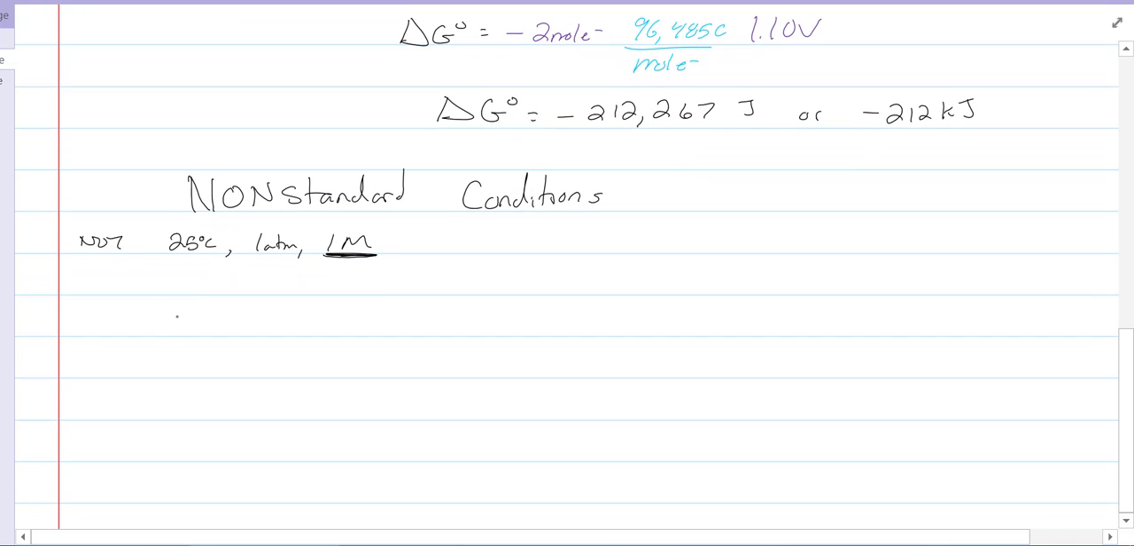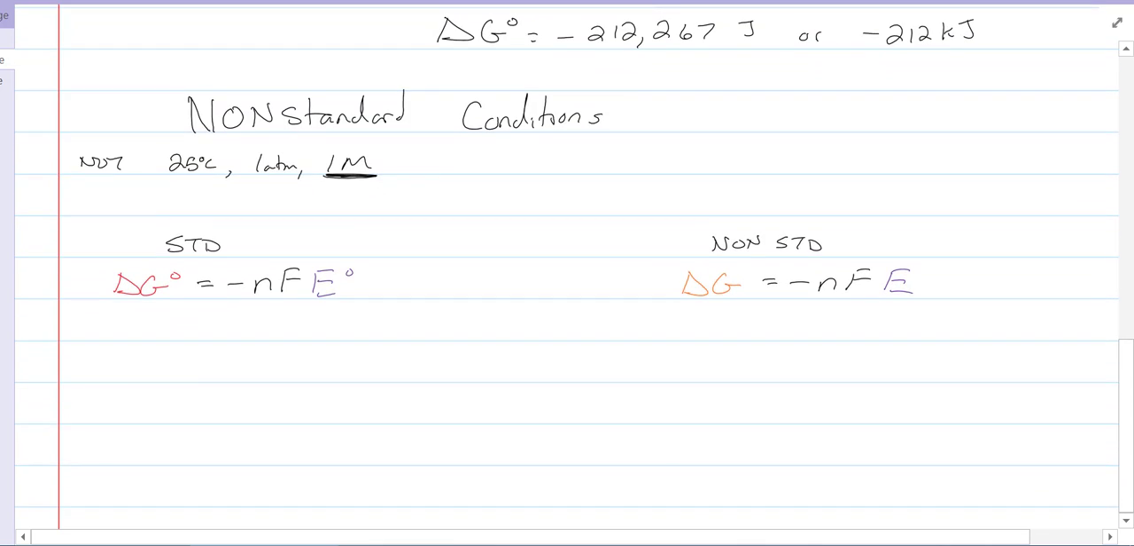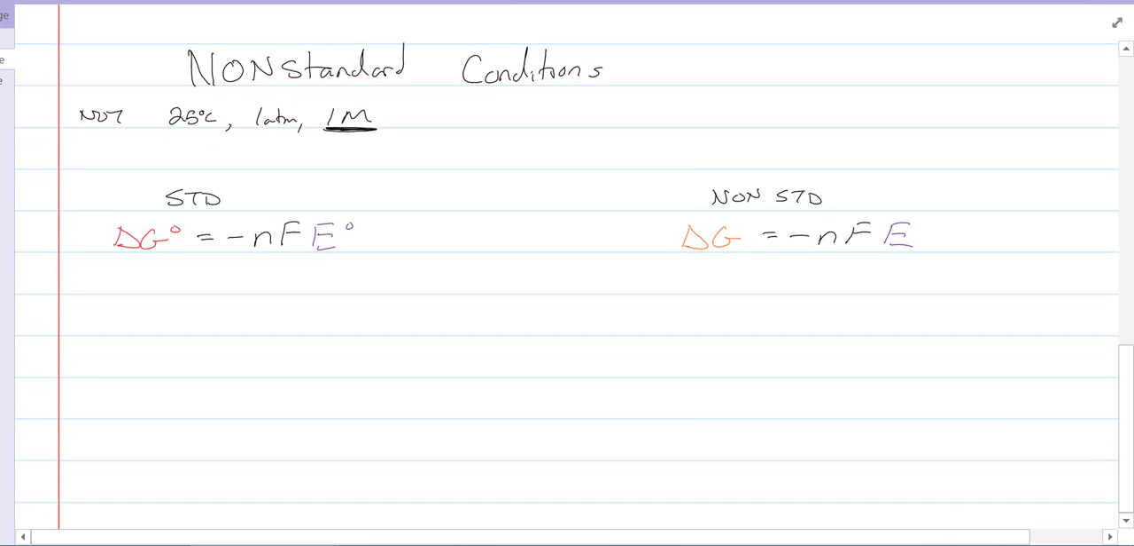So if we remember, we have standard conditions and non-standard conditions. So standard, delta G standard equals negative NF E standard. And delta G equals negative NF E. Well, we can rearrange with another equation brought into the mix. And that would be where delta G under non-standard conditions equals delta G standard conditions plus RT natural log of Q.